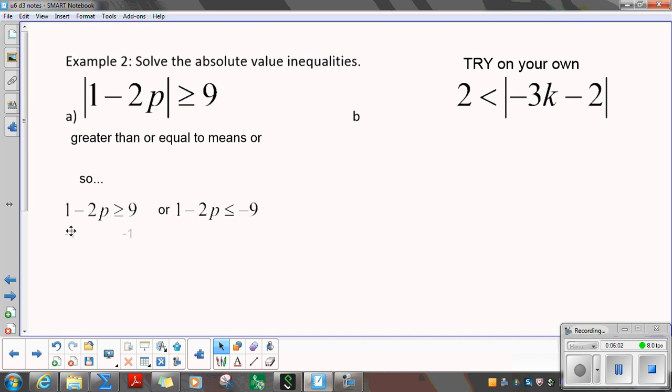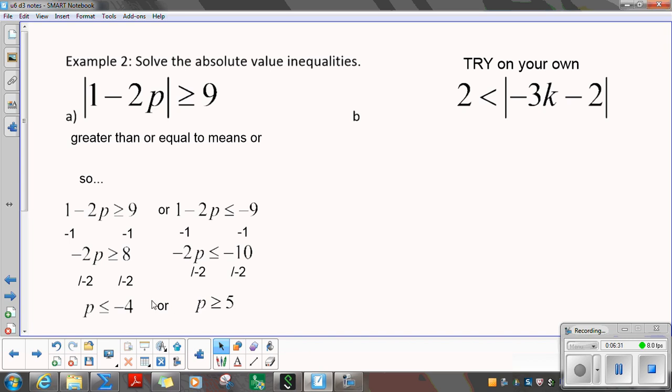So this first one, I'm going to subtract 1 from both sides. So now I have negative 2p is greater than or equal to 8. Divide everything by negative 2. I get p is less than or equal to negative 4. Or, on the other side, I subtract 1 from both sides. Get negative 2p is less than or equal to negative 10. Divide everything by negative 2. Or, p can be greater than or equal to 5.